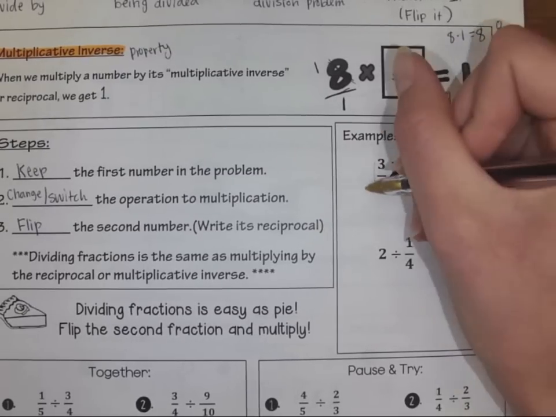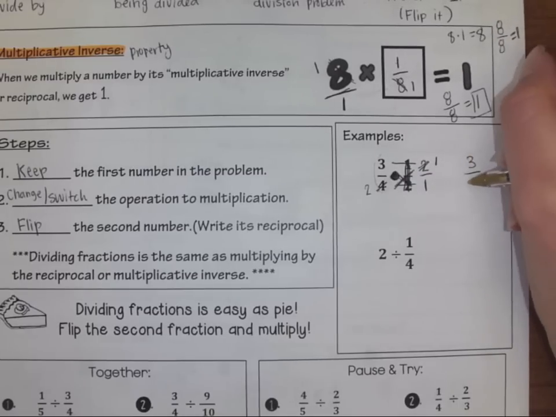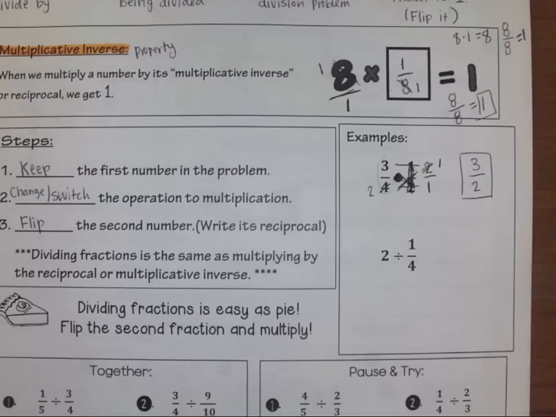2 and 4 becomes a 1 and a 2. I would get 3 times 1 on top and 2 times 1 on the bottom. I'd get 3/2, and I'm okay with leaving that as an improper fraction. Okay, that was kind of fast. We'll see this again in a minute.